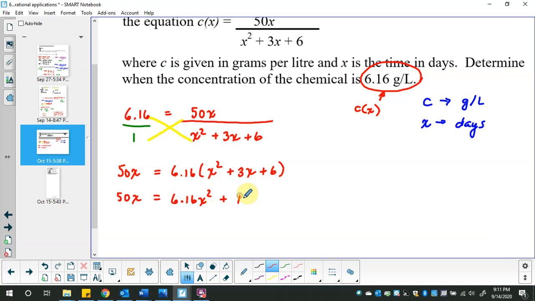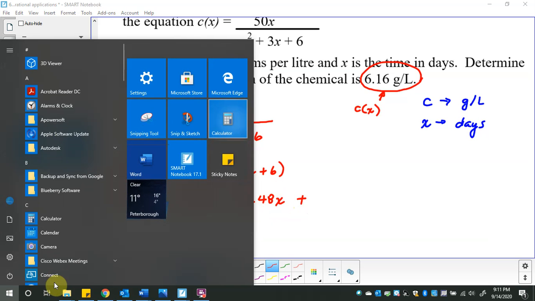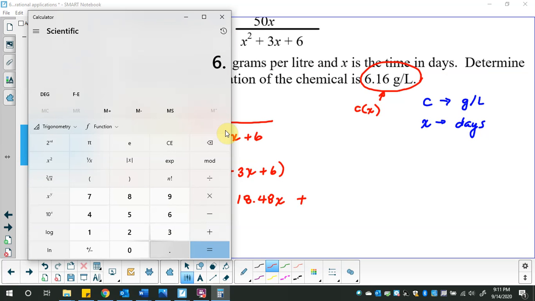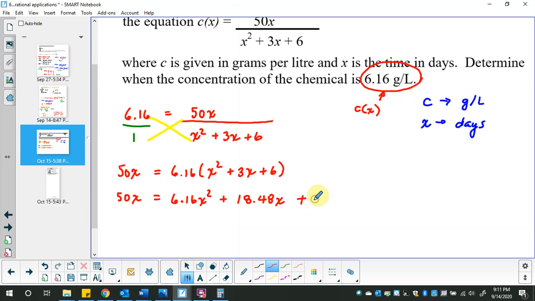So that's 18.48x plus, beyond my capabilities, 6.16 times the 6 at the back is equal to 36.96. Now, this is a quadratic. We've lost the fraction, which is awesome news.